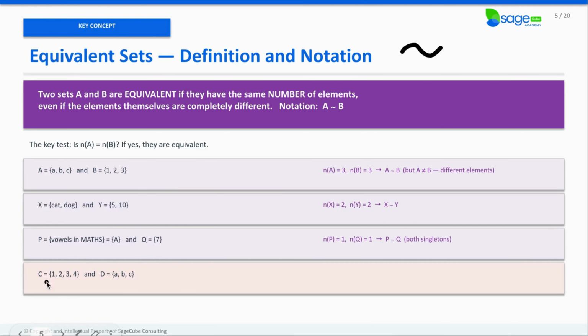Let's try the last one. C equals {1, 2, 3, 4}, D equals {a, b, c}. Number of elements here? 4. Exactly. Number of elements here? 3. So their sizes are not the same. Therefore, they are not equivalent. Do we get that? So they have a different cardinality, so they are not equivalent.